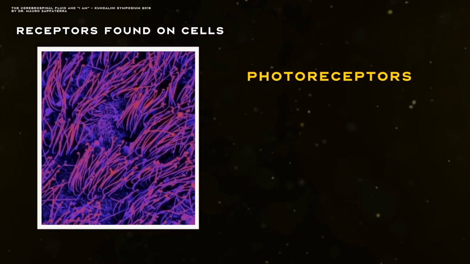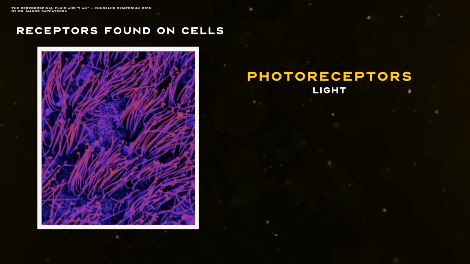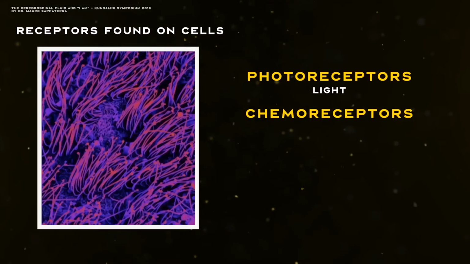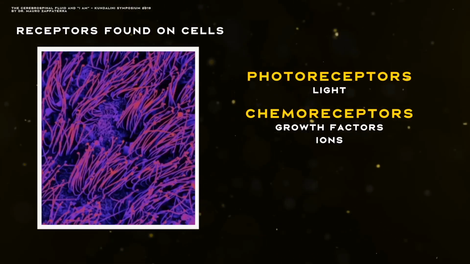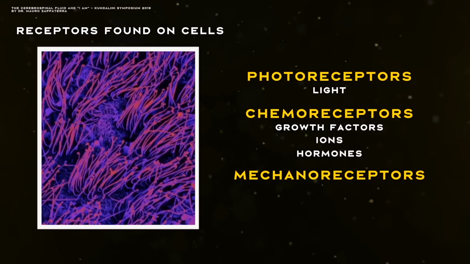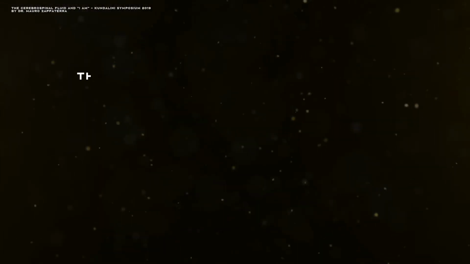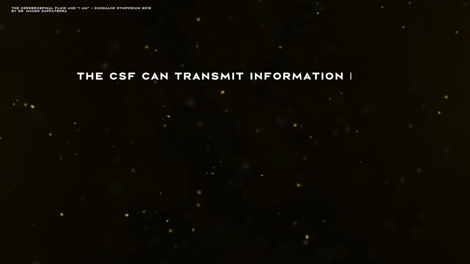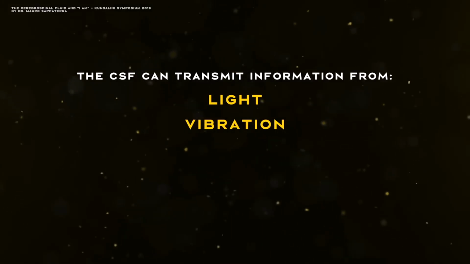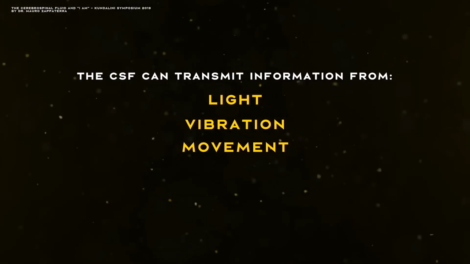There are photoreceptors that transmit light. There are chemoreceptors that transmit information from growth factors, ions, hormones, and mechanoreceptors that transmit information from flow, movement, and vibrations. So the CSF can transmit information from light, vibration, movement, and molecules.